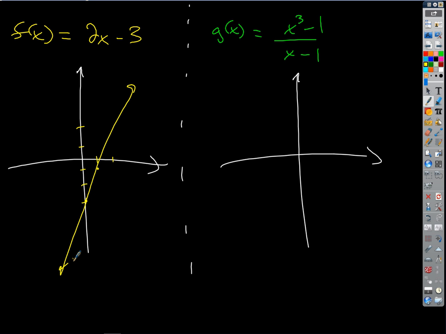Okay, what about this guy? Well, this is going to end up being equivalent to the parabola x squared plus x. So it's going to look something like this. Well, let's just say something like that. Close enough. Okay.